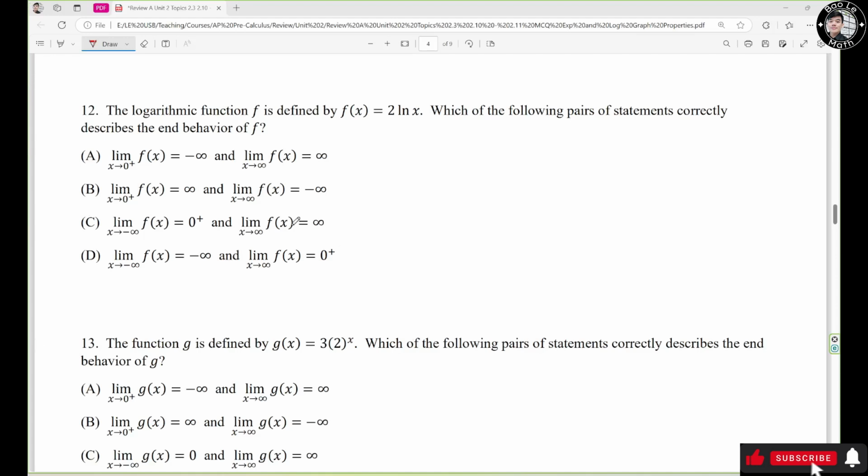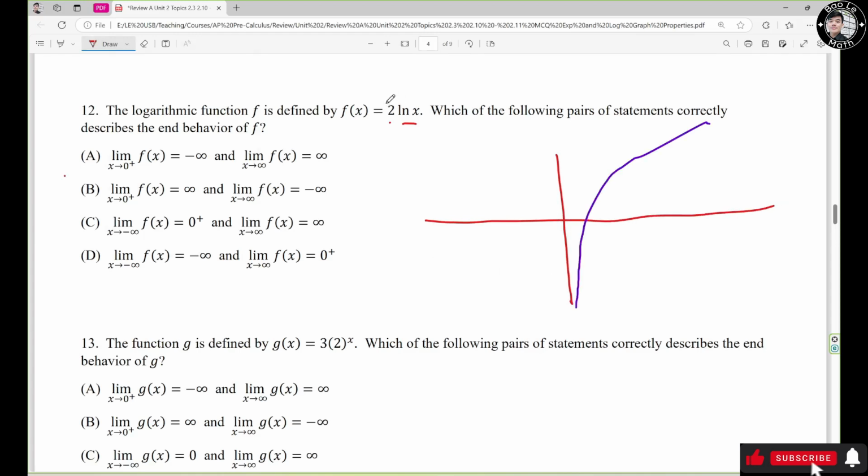Now let's move on to question 12. The logarithmic function f is defined by f of s equals 2 times natural log of s. Which of the following pairs of statements correctly describe the end behavior of the function f, right? So first we need to get this one, right? The logarithmic function is going to be something like this. Look at the coefficient in front of natural log. There is no negative sign, so there is no reflection, right? So we need to label this one positive infinity.